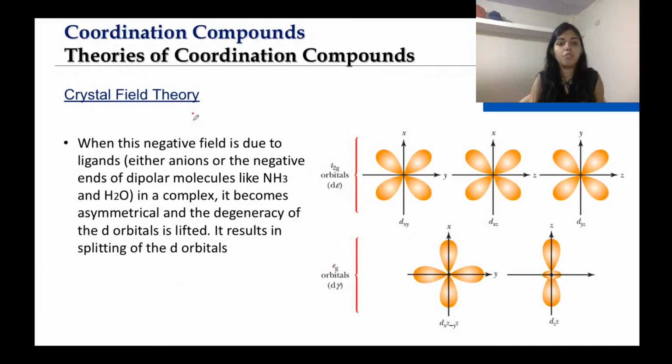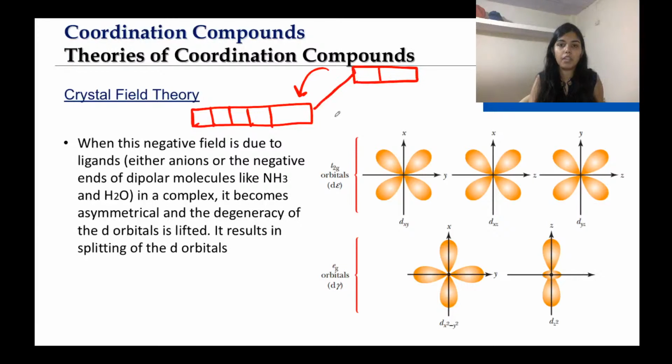I'll show you how this works. For example, let us say we have these d orbitals, 1, 2, 3, 4, 5, right? These are 5d orbitals which are degenerate in energy. Now the ligand has not approached yet. When the ligand has approached here, these d orbitals split into two sets.